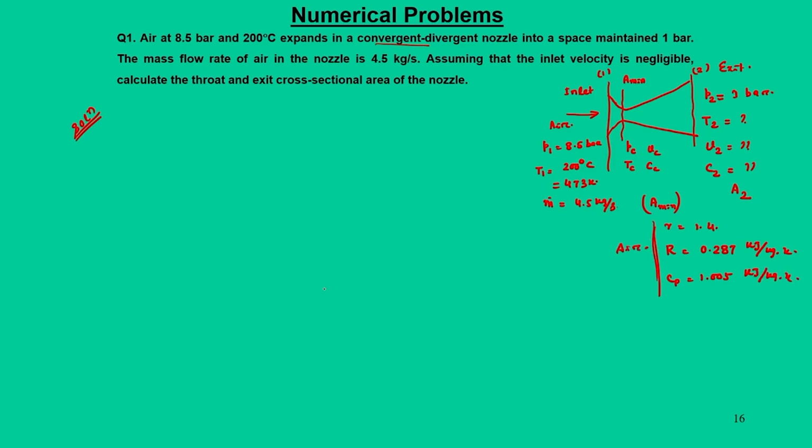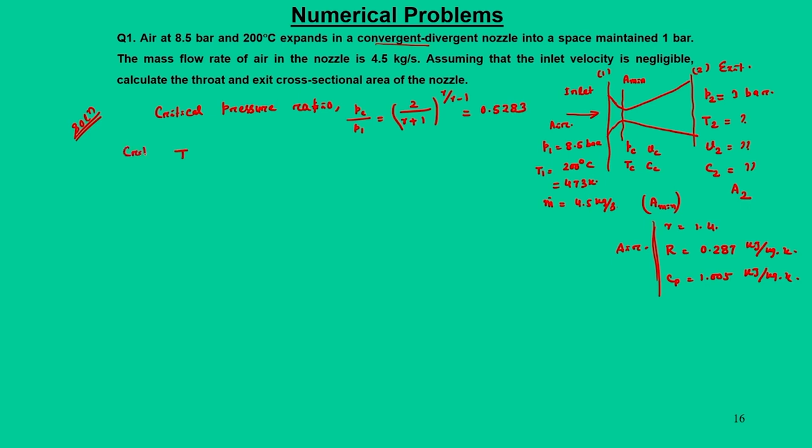Now, what we need to know is the critical pressure ratio, because it is required when you find the minimum area. So, we say Pc by P1 is equal to (2 by gamma plus 1) to the power gamma by gamma minus 1. Now, when you put gamma equal to 1.4, this ratio becomes 0.5283.